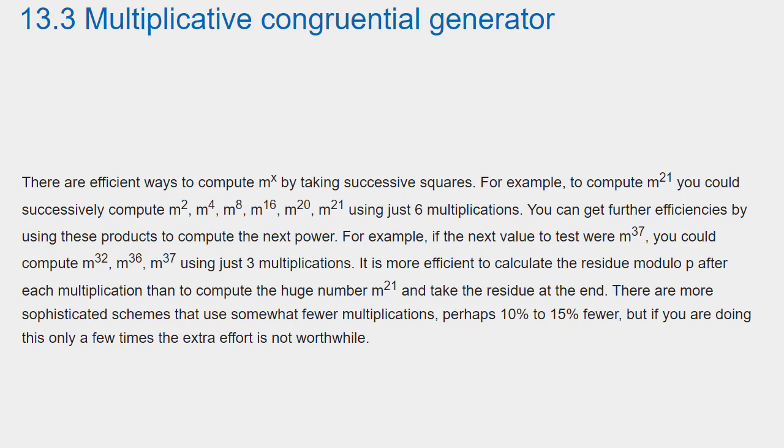It is more efficient to calculate the residue modulo p after each multiplication than to compute the huge number m to the power 21 and take the residue at the end. There are more sophisticated schemes that use somewhat fewer multiplications, perhaps 10% to 15% fewer, but if you are doing this only a few times, the extra effort is not worthwhile.